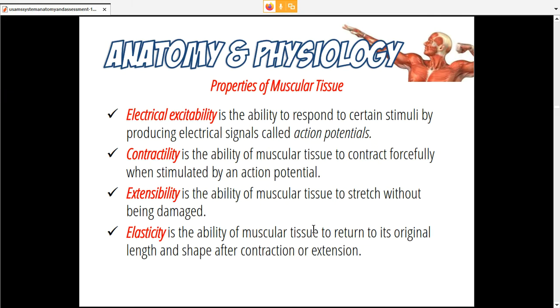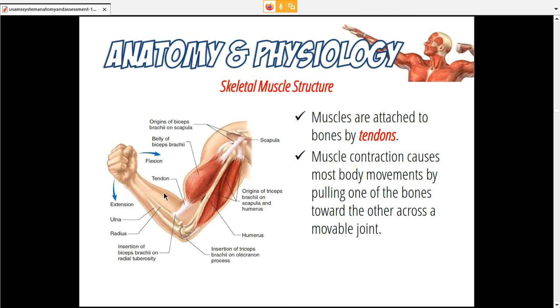So these are the four properties of muscular tissue: electrical excitability, contractility, extensibility, and elasticity. You just write down these four things under the properties of muscular tissue. Then skeletal muscle structure. What is the structure? Muscles are attached to the bones by tendons. You can identify here that tendon is present. Muscle contraction causes most body movements by pulling one of the bones toward the other across a movable joint.